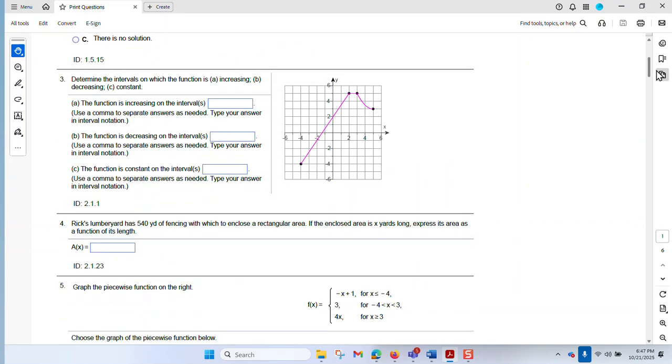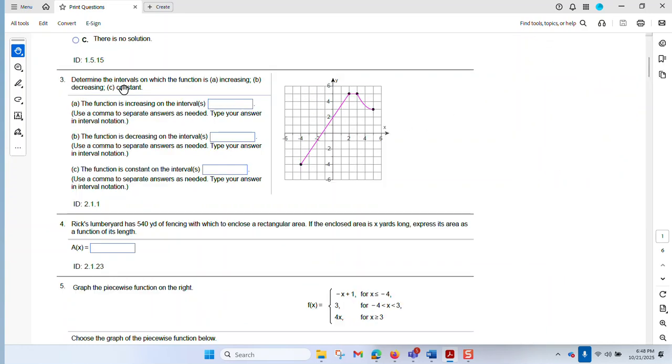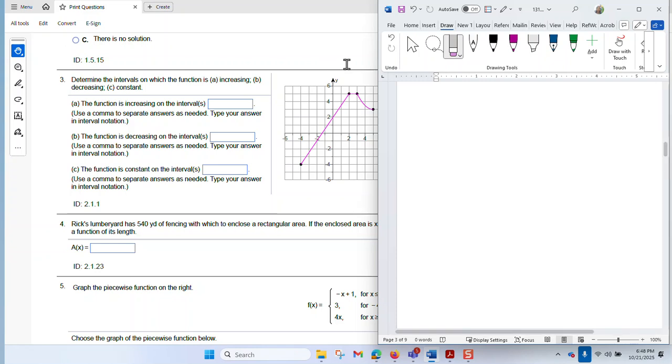Okay, number 3 here is to determine the interval on which the function is increasing, decreasing, or constant. If you look at this one right here, going up is increasing, staying the same is constant, and going down is decreasing. But you need to write down the interval, which is the x interval. Increasing or decreasing, you look at the y value, but when you write down the interval, you have to write down the x interval. So how do we write down the x interval here?